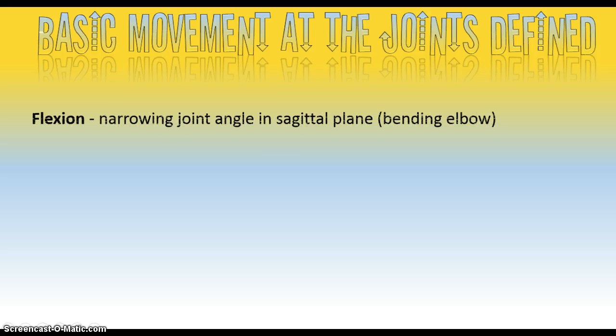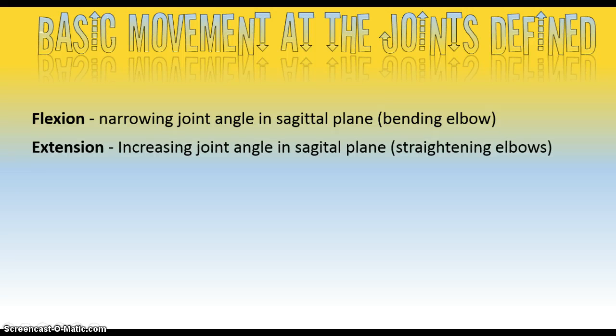Moving on to basic movements at the joints. Flexion is a narrowing of a joint in the sagittal plane. So for example, bending your elbow. Extension, increasing a joint angle in the sagittal plane, essentially the opposite of flexion.